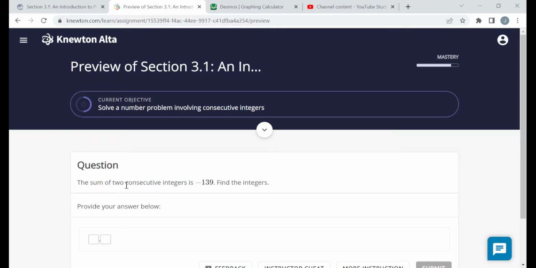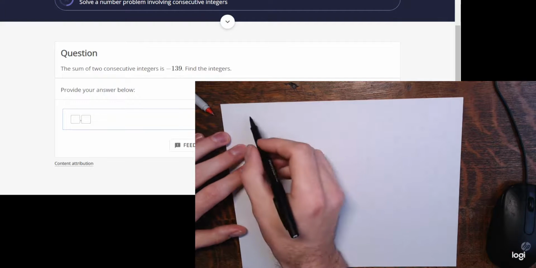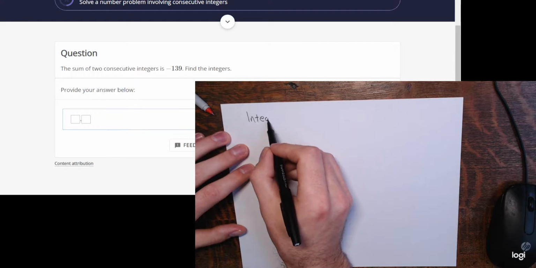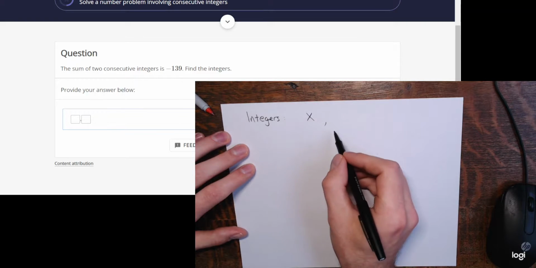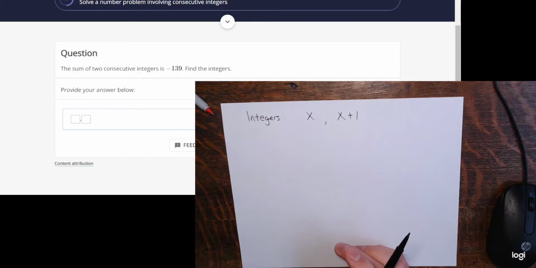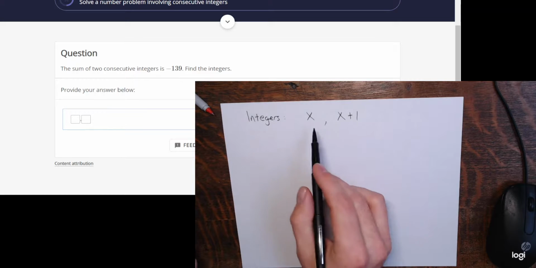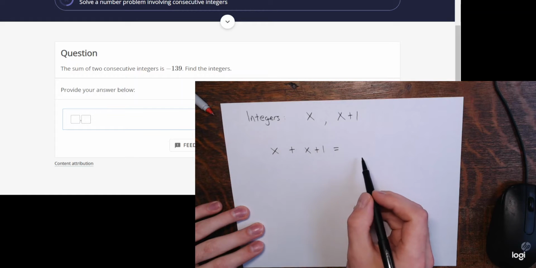Alright, so the sum of two consecutive integers is negative 139. Find the integers. So again, back here, I'll just make sure you can see the problem again. So these two integers, remember, they are consecutive integers. So just like all the other ones involving consecutive integers, if I call one of them x, then the other one's got to be either x minus 1 or x plus 1. As long as they're 1 apart. And it just says the sum of them, so x plus x plus 1, the sum of them has to be negative 139.